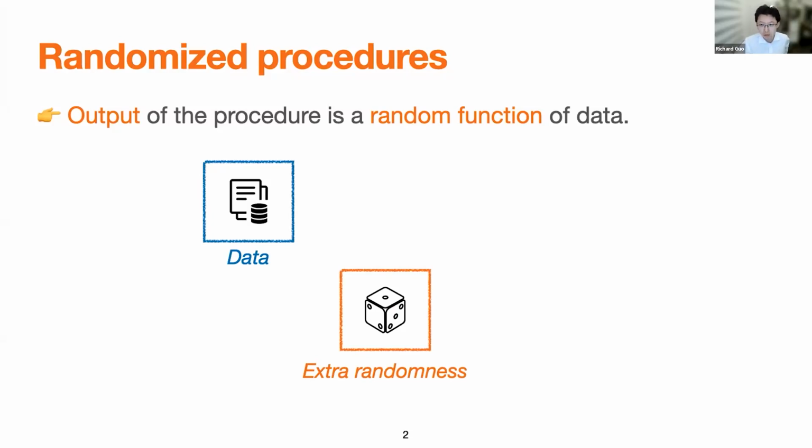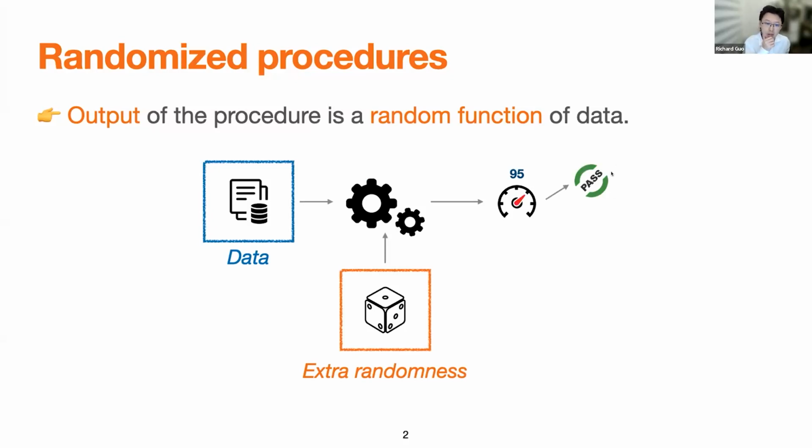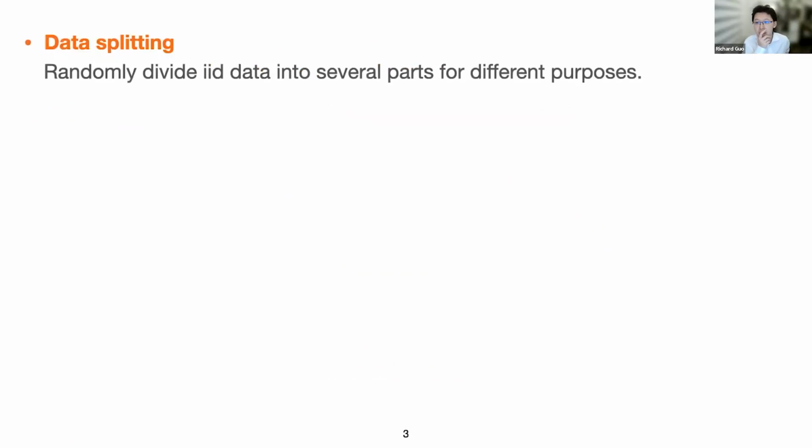The two pieces of information pass through some procedure that gives you an output, typically a score, and that could lead to a decision, for example, acceptance or rejection of a hypothesis. Because of the extra randomness, it is quite possible that using the same data but a different piece of randomness, you could get a completely different result and hence a different decision. Nowadays, you would probably agree with me, such procedures are quite popular.